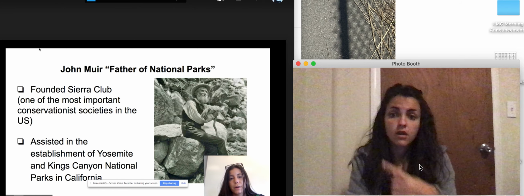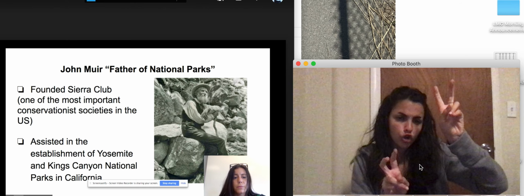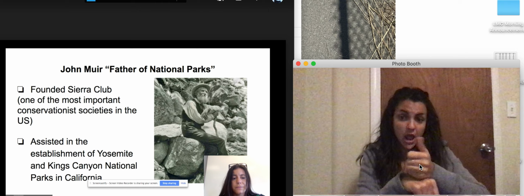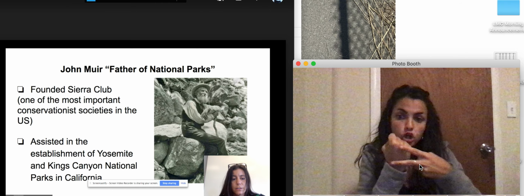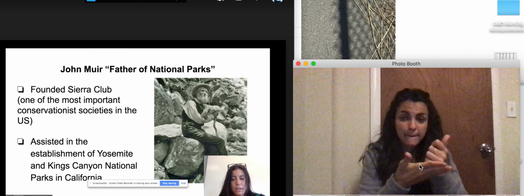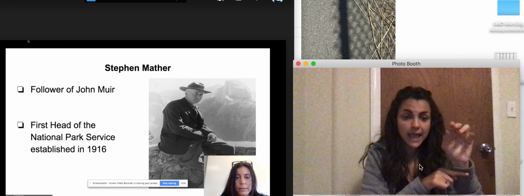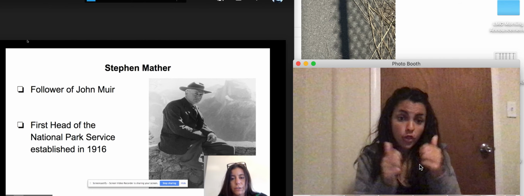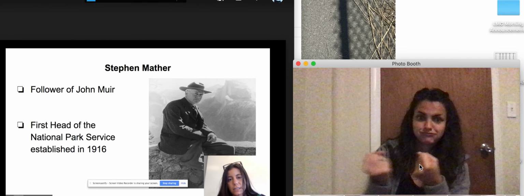Also, you have John Muir, who's the father of national parks. He founded the Sierra Club, one of the most important conservationist societies in the U.S. He also assisted in the establishment of Yosemite and Kings Canyon National Parks in California. And also Stephen Mather, a follower of John Muir, the first head of the National Park Service, established in 1916.